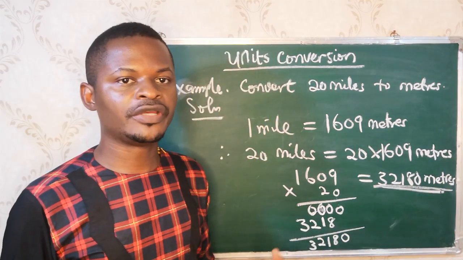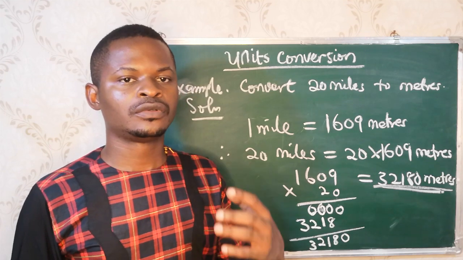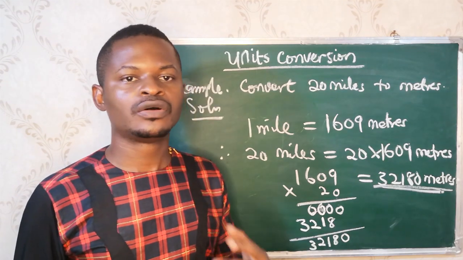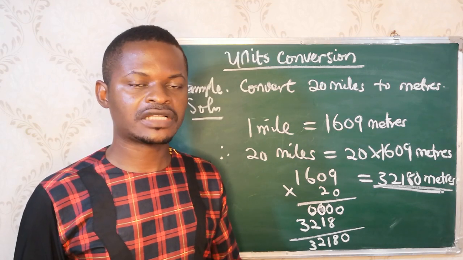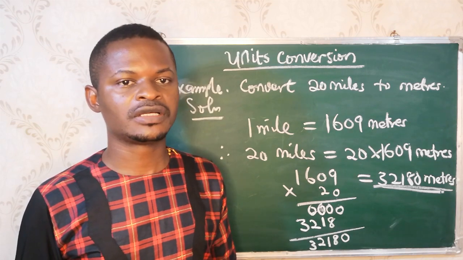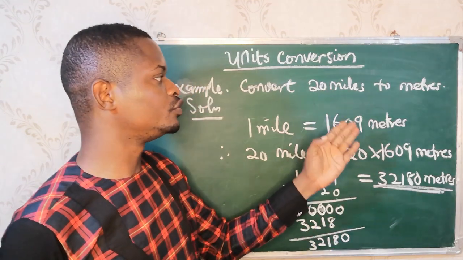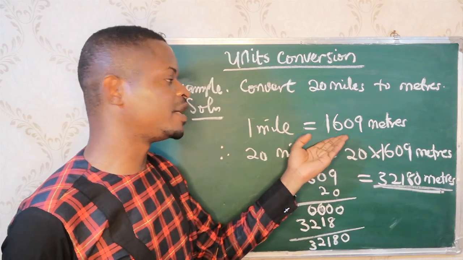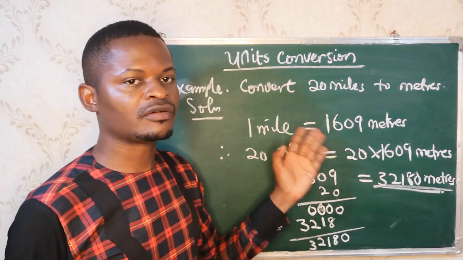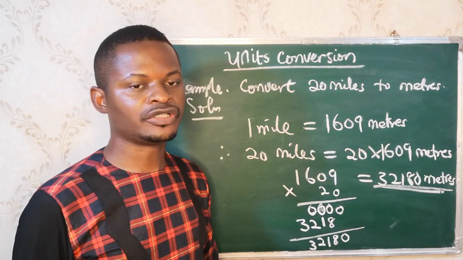Alright, so clearly from here, it means that 20 miles is equal to 32,180 meters. Very simple. So that's how you convert from miles to meters. You can actually convert from meters to miles. If the question is given to you to convert from meters to miles, just divide by this value. So if you are converting from miles to meters, you multiply by this value. So that's how it works.